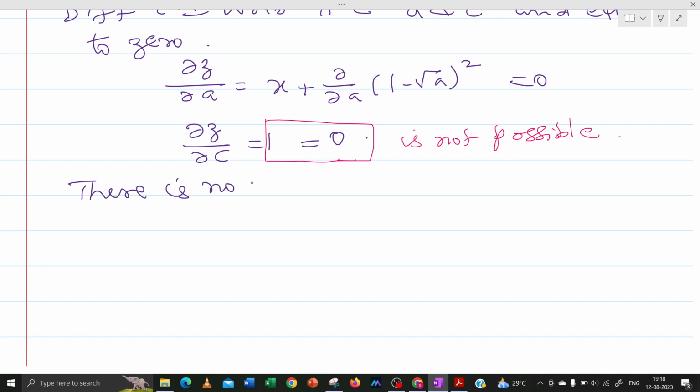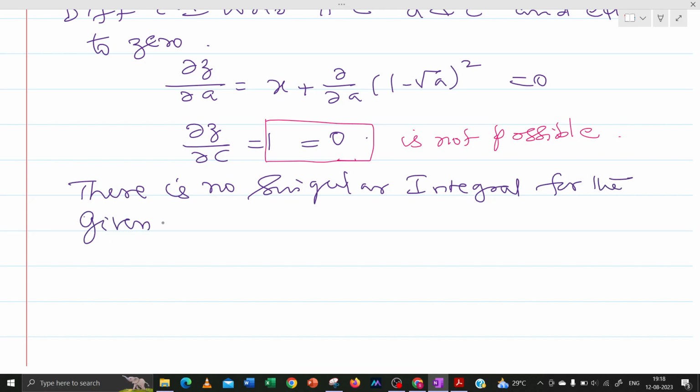Write that there is no singular integral for the given partial differential equation. This is the answer for the fourth problem.